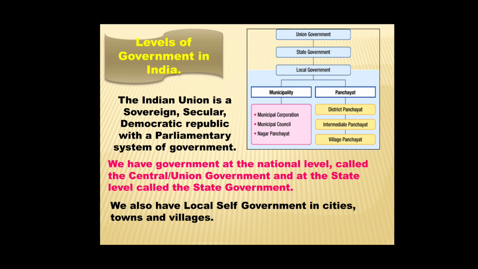The Indian Union is a sovereign, secular, democratic republic with a parliamentary system of government. We have government at the national level called the central or the union government, and at the state level called the state government. We also have local self-government in cities, towns and villages. So India has three forms of government, that is union or central government, state government and local self-government.